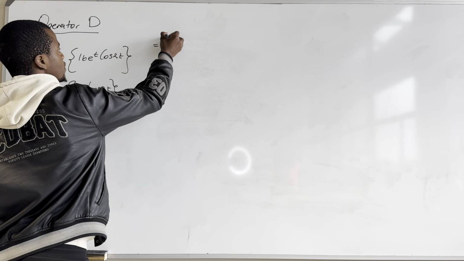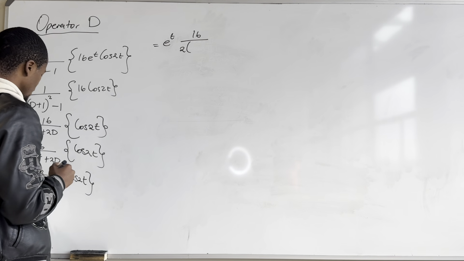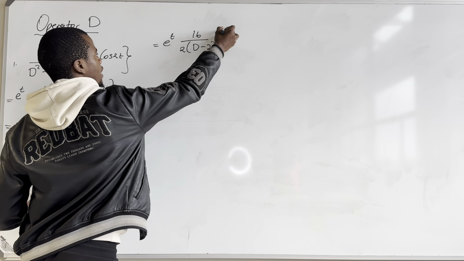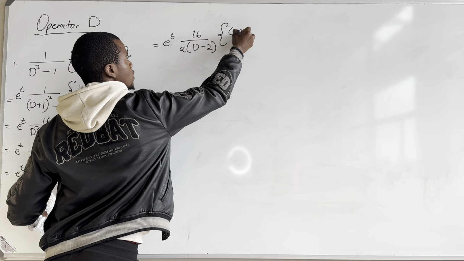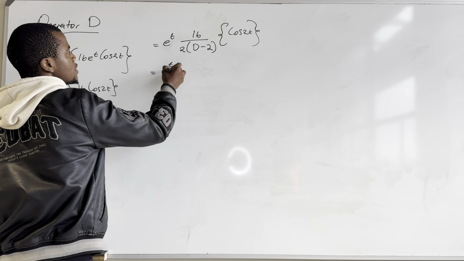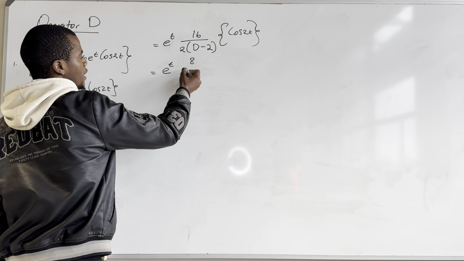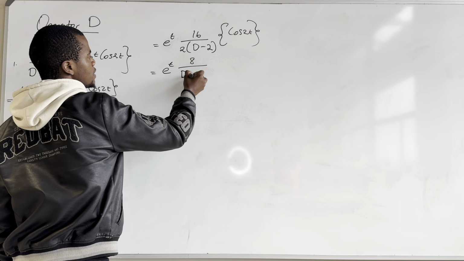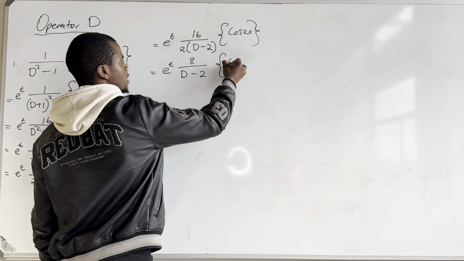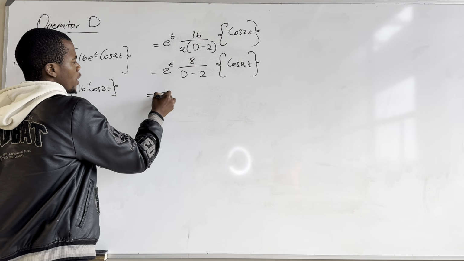So we have e to the power of t, and then we have 16 over 2. We take 2 as a common factor, and then we are left with d minus 2, and then operating on cos 2t. Okay, so we have e to the power of t, and then 16 divided by 2, and that will give us 8, and then we say d minus 2, and then we'll be only left with this one, and then operating on cos 2t.